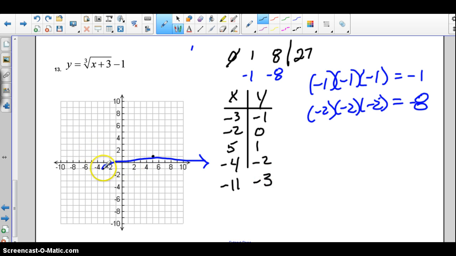-3. So let's plug these in. -4, -2, and I plug in -11, and I get -3. That would finish off the rest of this graph.